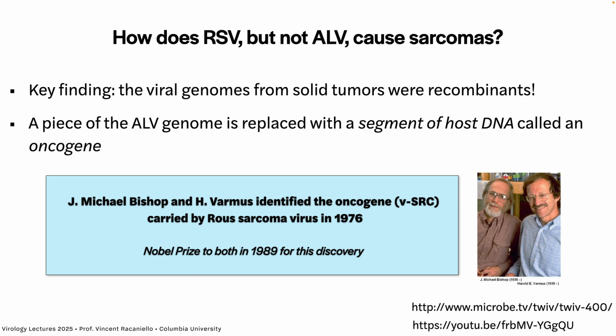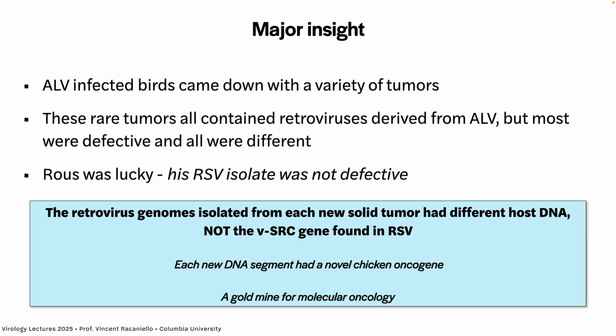So ALV, avian leukosis virus, which causes leukemia, picks up a piece of host DNA, and now it causes sarcomas. So what's this piece of host DNA? All right, so remember, ALV-infected birds come down with a variety of tumors if you let them live. Initially, they get leukemia, and then if you let them live longer, the others develop different kinds of tumors.